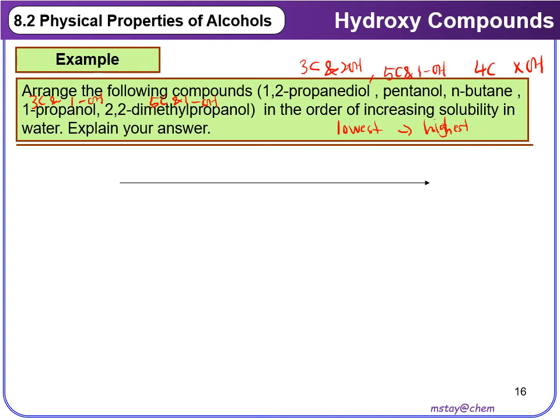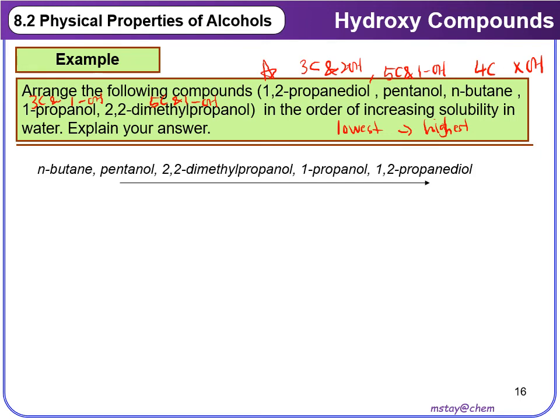So that is very obvious. 1,2-propanediol will have the highest solubility due to 2 hydroxyl groups, and the others have 1 hydroxyl group. Then we look at the hydrophobic area. Propanol has the smallest number of carbon, so the hydrophobic area is smaller, compared to 2,2-dimethyl propanol, which has 5 carbon, and pentanol also has 5 carbon.